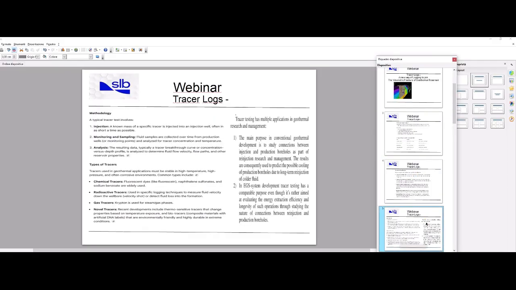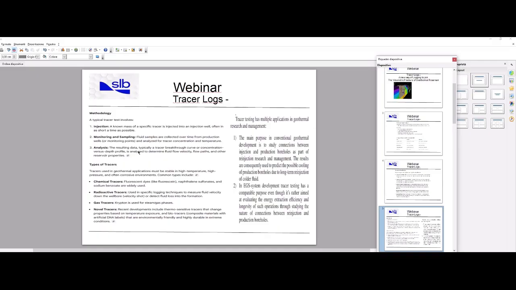So this is some of the best purposes. We can also have a list of methodology. A typical tracer test involves injection, monitoring and sampling. We are sampling, for example, with fluid sampled and collected over time from production wells or monitoring points, and analyzed for tracer concentration and temperature.